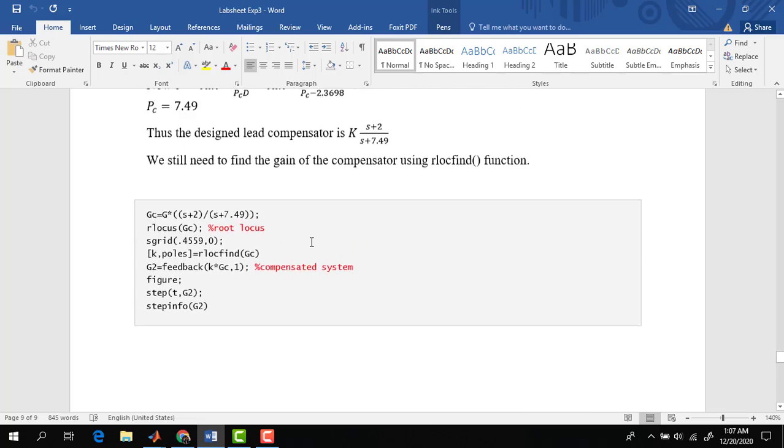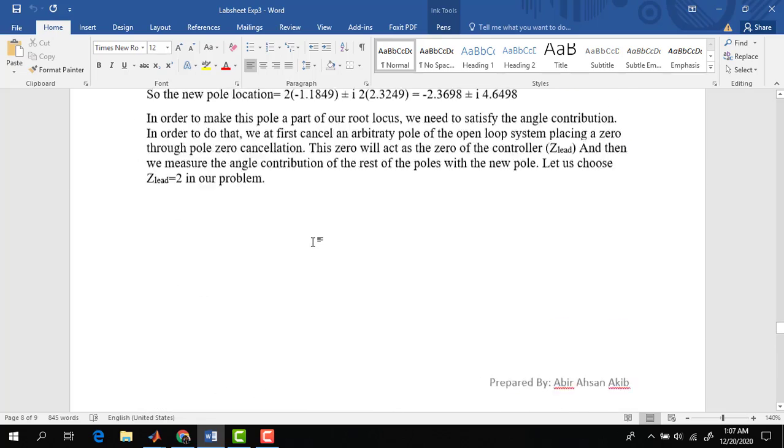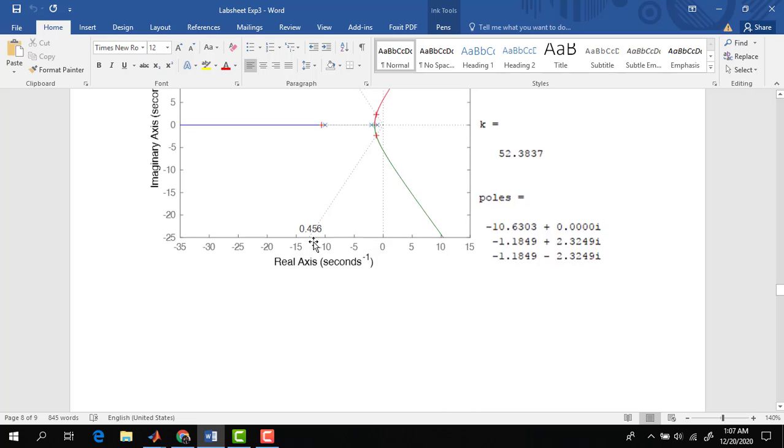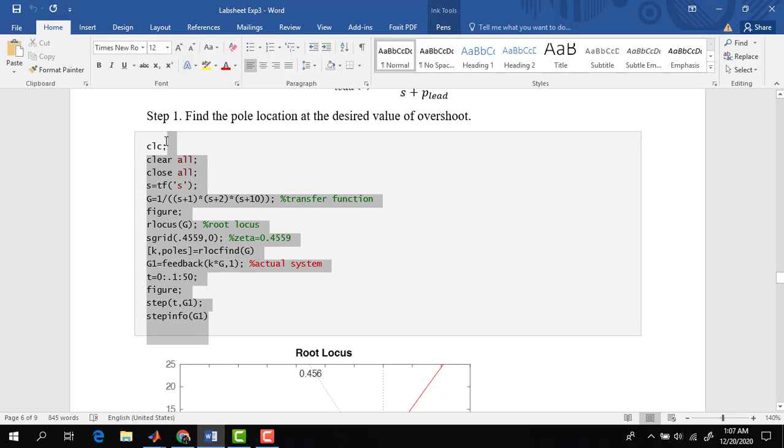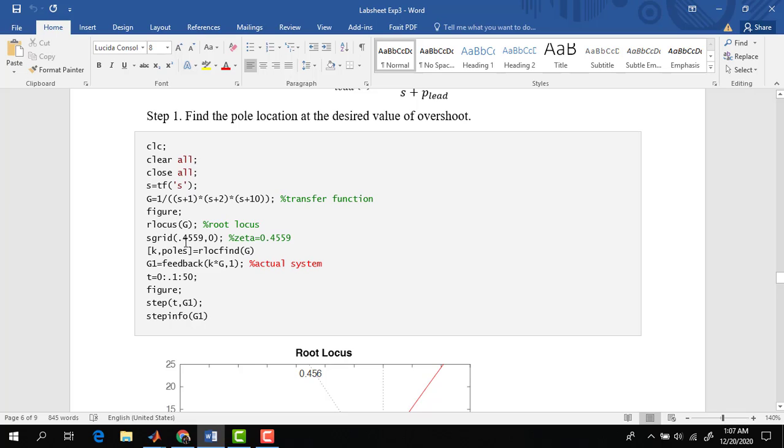So as you can see, I'm just going through the commands here. I'm not going to MATLAB again. So this was the first piece of code. This is the same as the previous one. You can just use rlocus to plot the root locus. You can draw the dashed line by sgrid for a particular zeta or overshoot, and by rlocfind you can specify the point, and that will give you the K, the gain, and the poles.